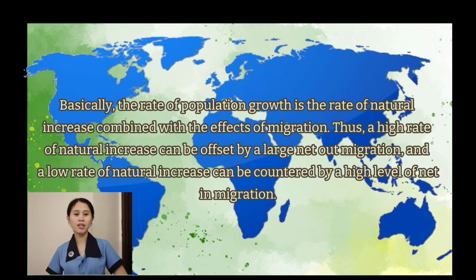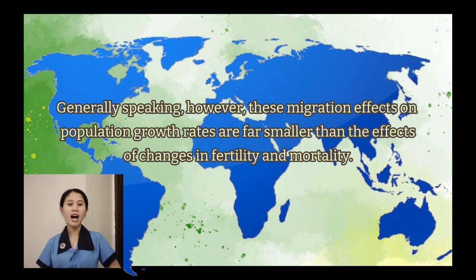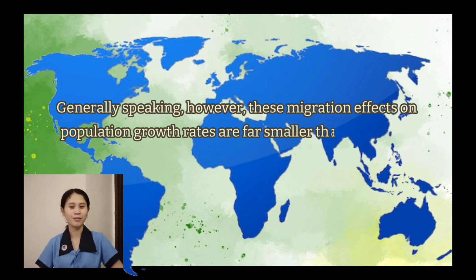Basically, the rate of population growth is the rate of natural increase combined with the effects of migration. Thus, a high rate of natural increase can be offset by a large net out-migration, and a low rate of natural increase can be countered by a high level of net in-migration. Generally speaking, however, these migration effects on population growth rates are far smaller than the effects of changes in fertility and mortality. And now, that's the end of our discussion.